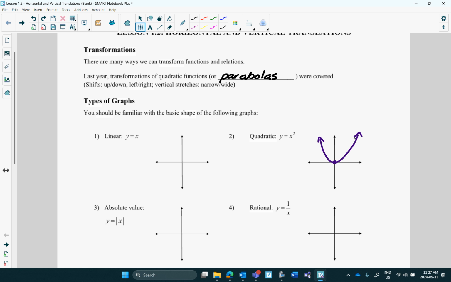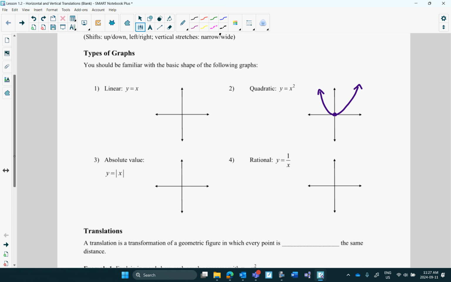There's 3 types of transformations that we're going to look at in this unit. And it's going to be shifts or translations, which we're going to do first. Then we're going to do stretches. Then we're going to do flips. And then we're going to combine them all together. But the thing is that we're going to go beyond just parabolas, because we can take any graph and do transformations to them.